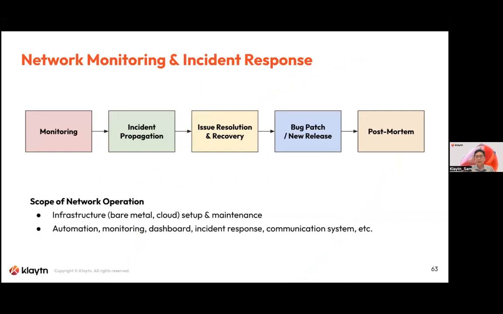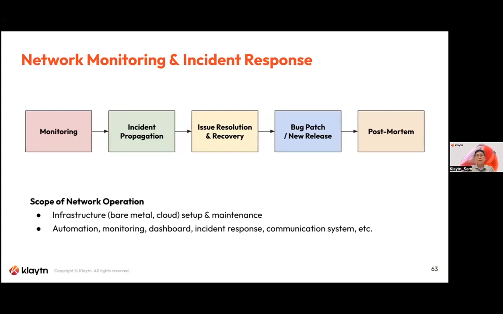So this is a typical process of incident response. We do monitoring, but if something happens, then that incident has to be propagated quickly, and we try to resolve the issue, and recover from the issue, and make a bug patch and release again, and we do a postmortem. We have a strong DevOps team who is in charge of this process and this operation.